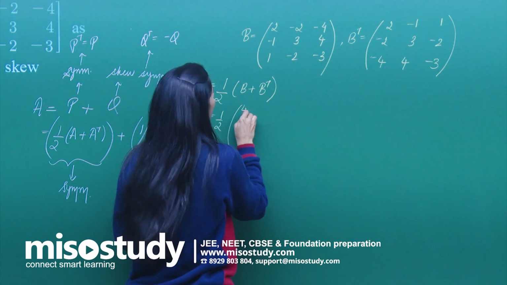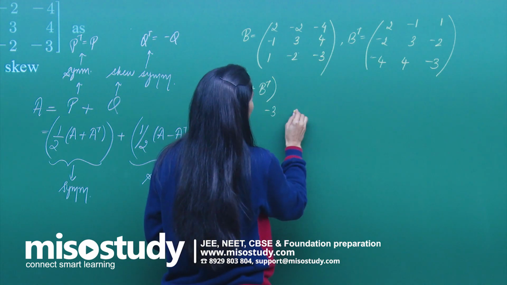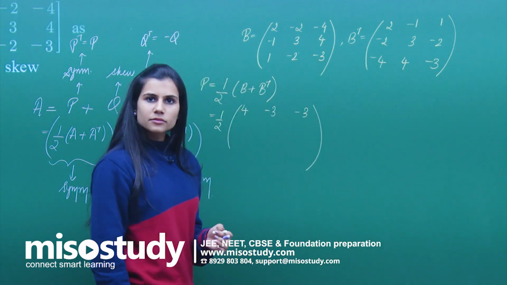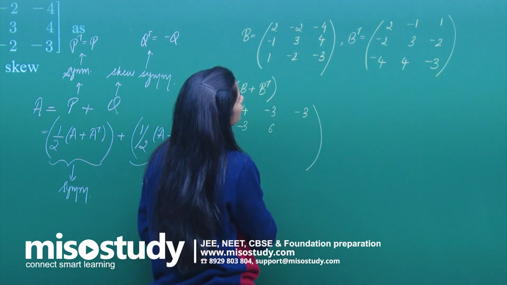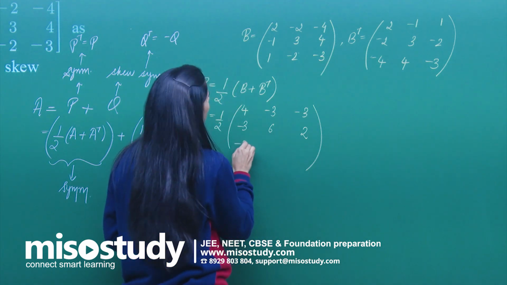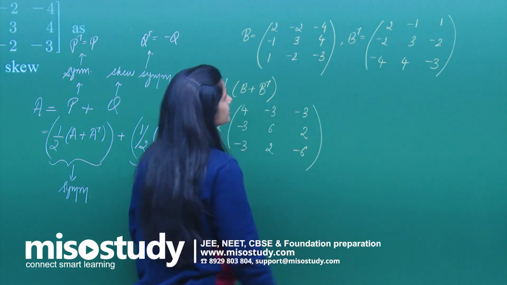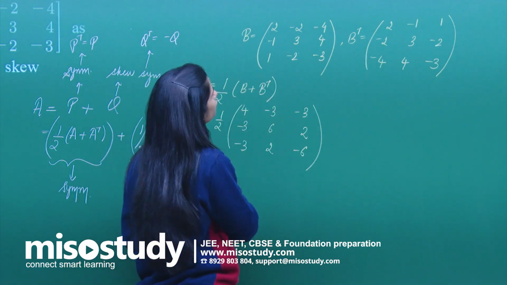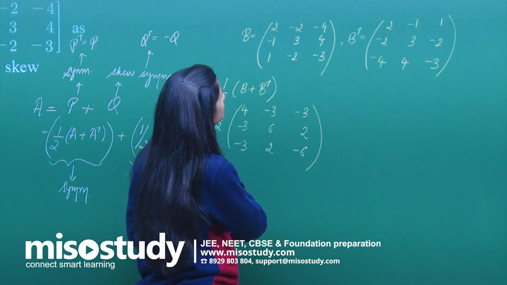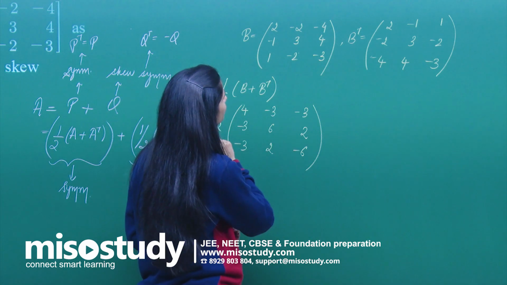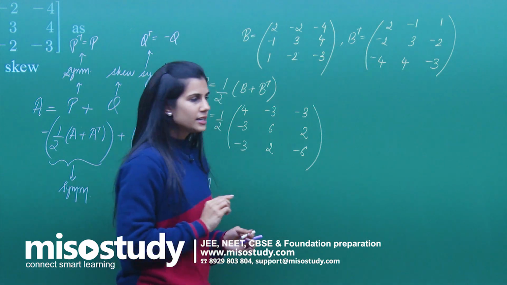2 plus 2 gives you 4, minus 2 minus 1 gives you minus 3, minus 4 plus 1 is minus 3, minus 1 minus 2 is minus 3, 3 plus 3 is 6, 4 minus 2 is 2, 1 minus 4 is minus 3, minus 2 plus 4 is 2, and minus 3 minus 3 is minus 6.